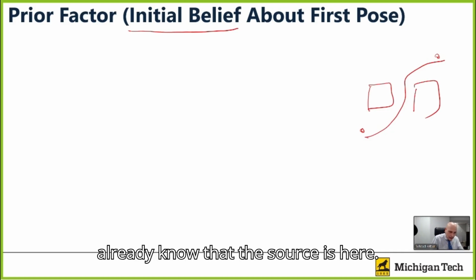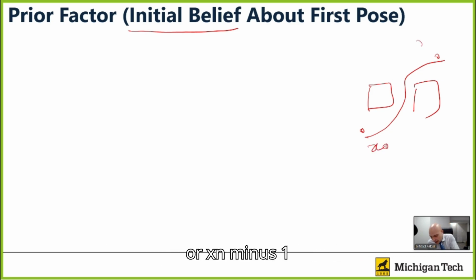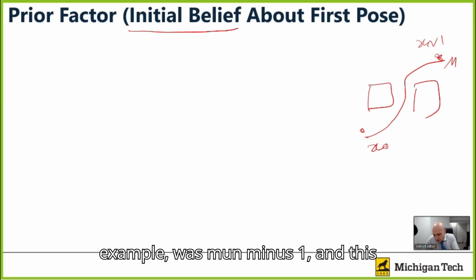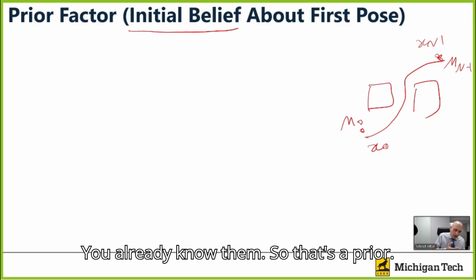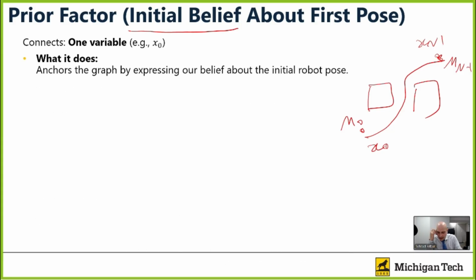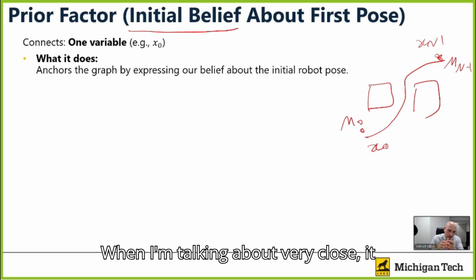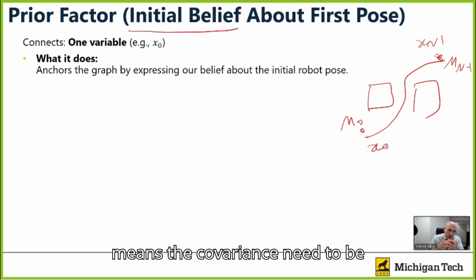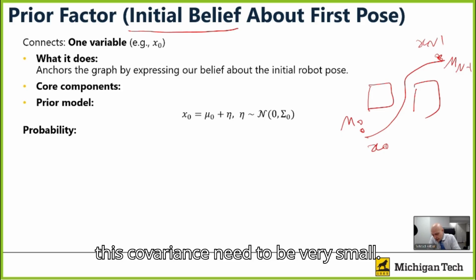You already know that the source is here. So you need to consider x0 or xn minus 1 very close to this, for example mu n minus 1 and mu 0. These mu are given values. You already know them, so that's a prior. So x0 needs to be close to mu 0, and xn minus 1 also needs to be very close. When I'm talking about very close, it means the covariance needs to be very small. So this covariance needs to be very small.